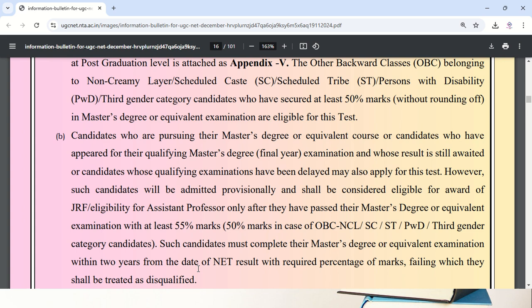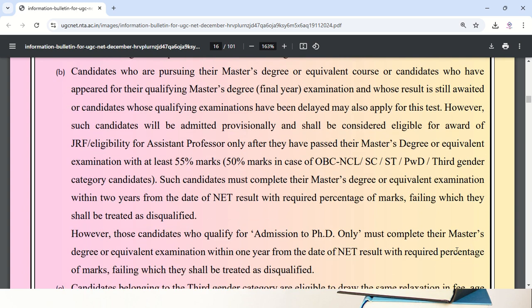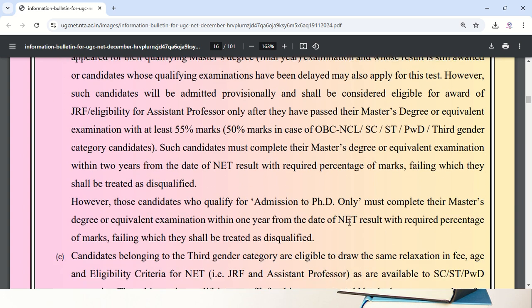In such a case, you can appear for the reattempt. That's the reason they are giving a 2 year duration. Suppose you fail the 4th semester but clear JRF, they are giving 2 years. Within the 2 years you need to clear your master, and after that you can procure your JRF certificate. They have provided a duration of 2 years. However, those candidates who qualify for admission to PhD only must complete their master degree or equivalent examination within 1 year. So for JRF and NET, they will wait for 2 years.